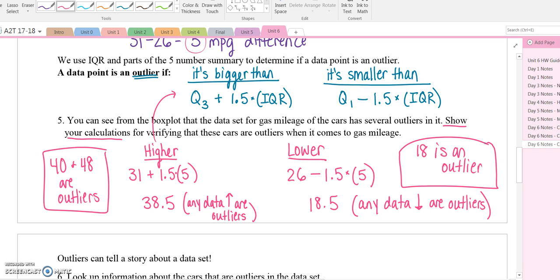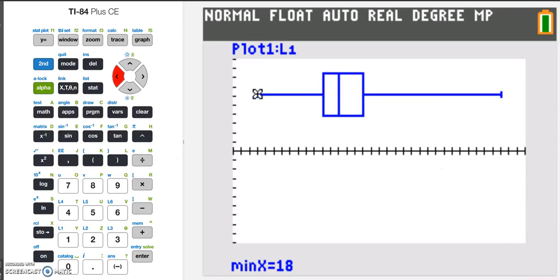Okay, now before it said you can see from the box plot. That's what I'm going to show you real quick, that you can actually check it out on your calculator and see exactly what your outliers are. So if you take out your calculator, follow along with me so you can make sure you understand.